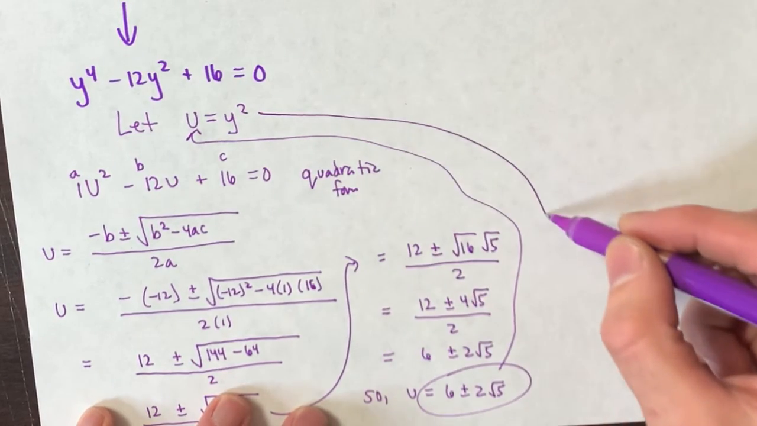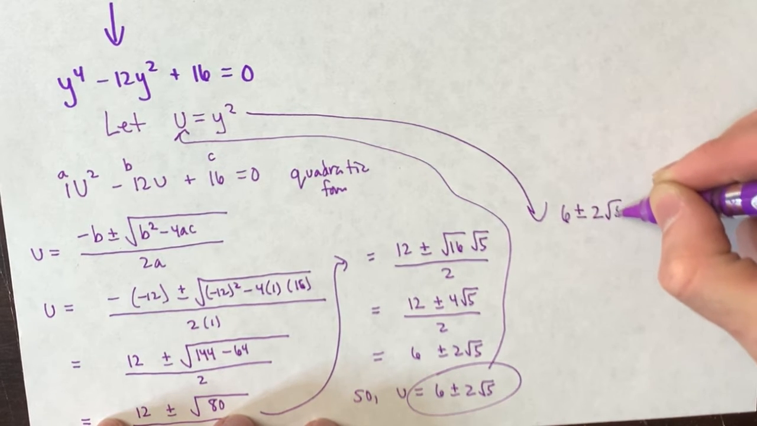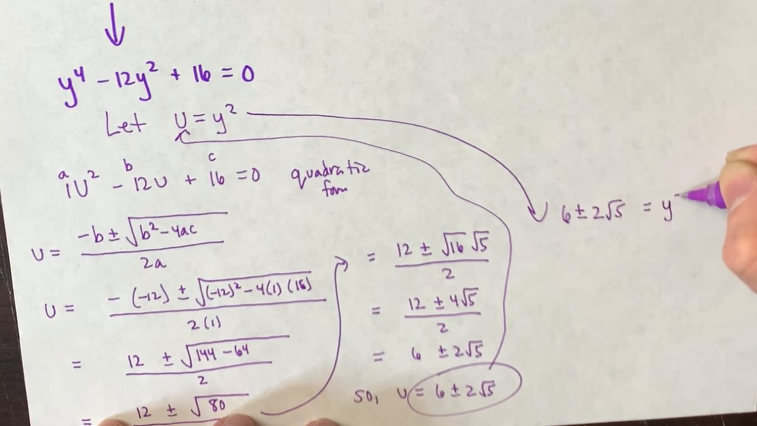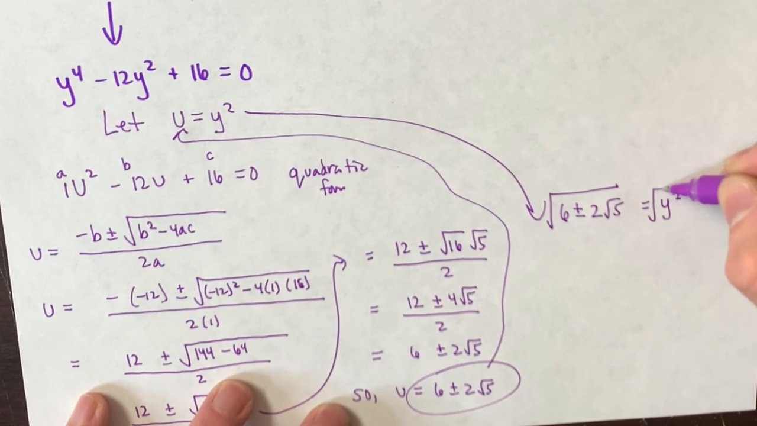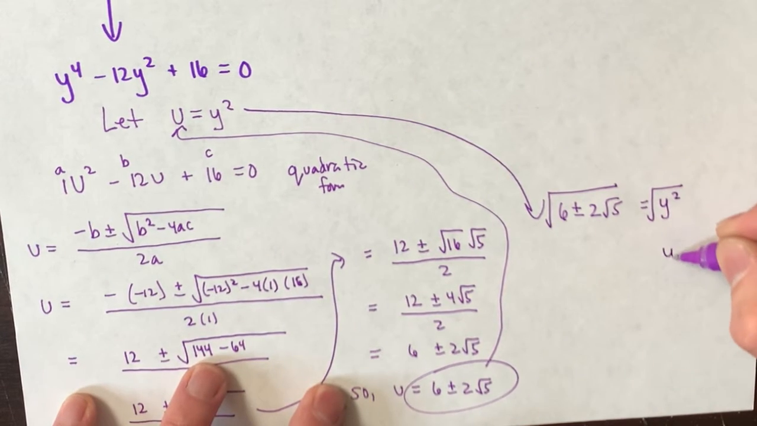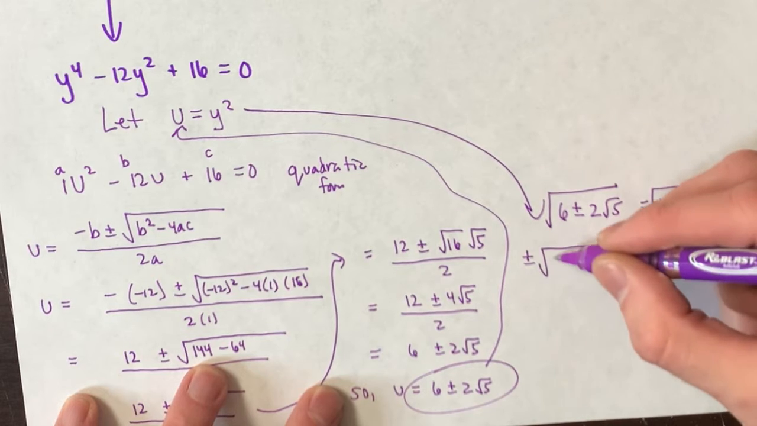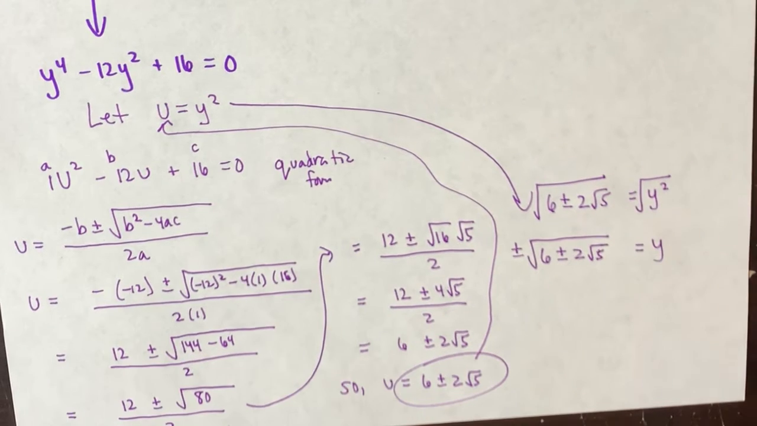So let's go down here now. That would say that 6 plus or minus 2 square root 5 equals y squared. But we're trying to solve for y, so we're gonna square root. And so the square root knocks out the square, so this is just y equals, since we square rooted, plus or minus the square root of 6 plus or minus 2 square root of 5. What I want you to see is that y actually has 4 values, and here they are.